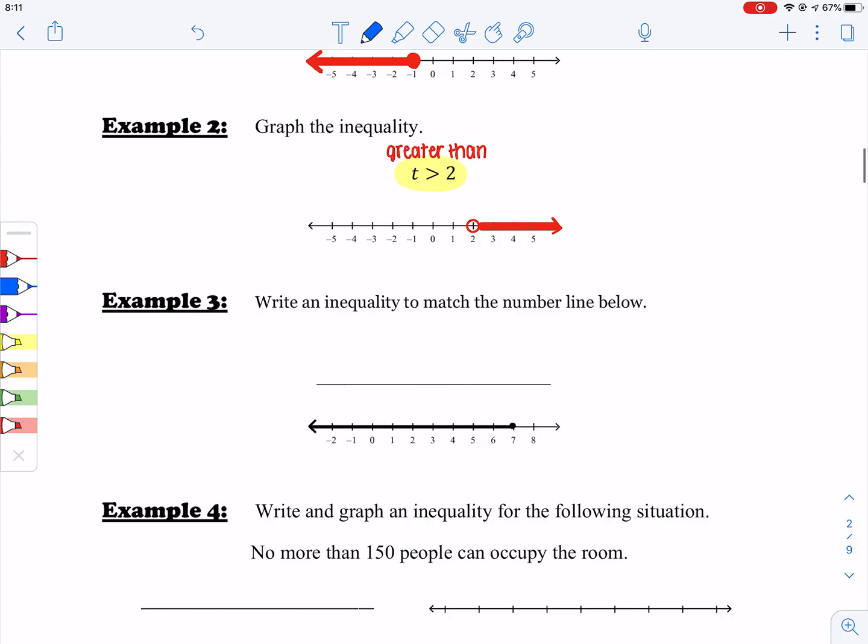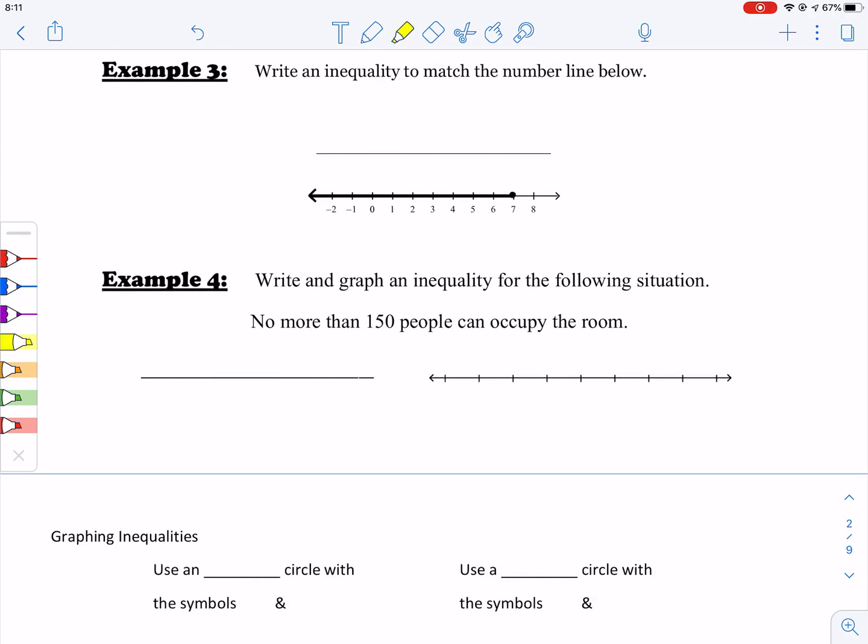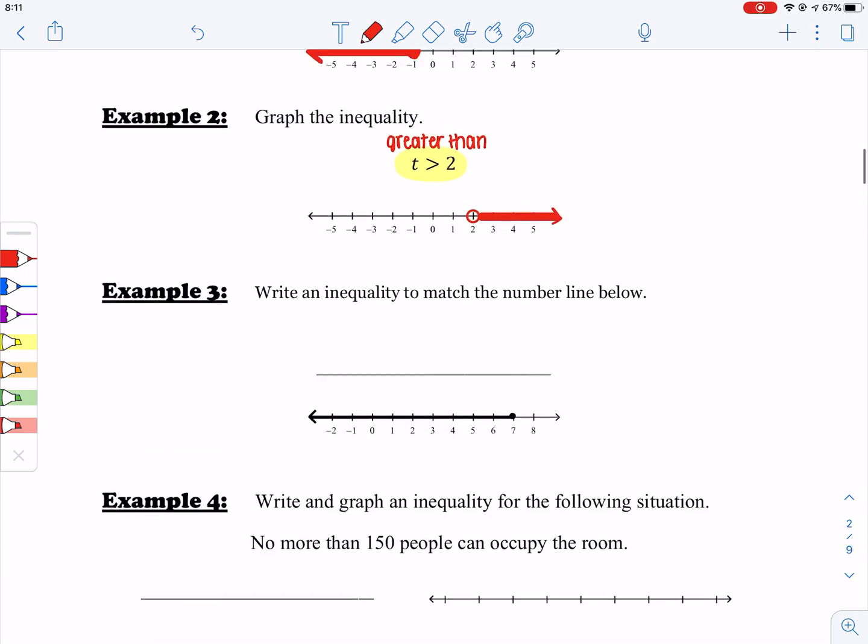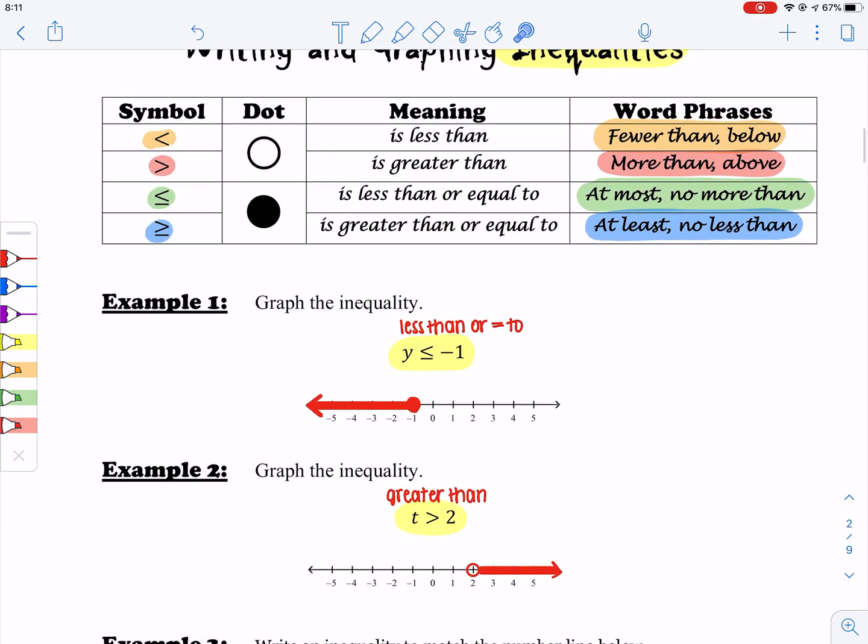Now let's try, I'm going to give you a graph, and you have to tell me what the inequality would be for that graph. And you can use any letter you want to. I'm always going to use an X just to be consistent, but you can use whatever letter you want to. And we can still use this symbols chart to help us remember what our different symbols mean.